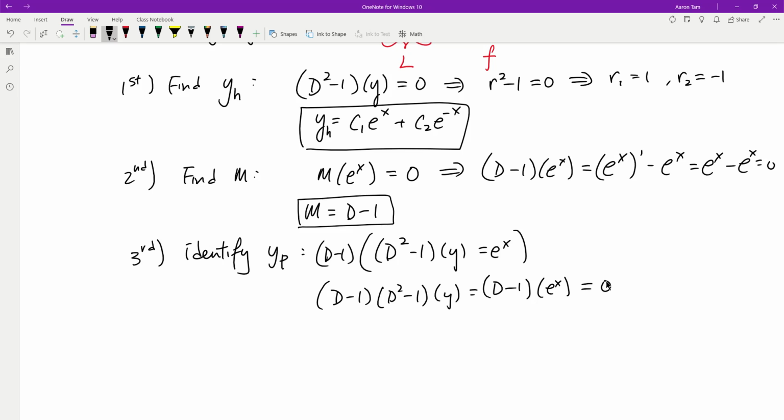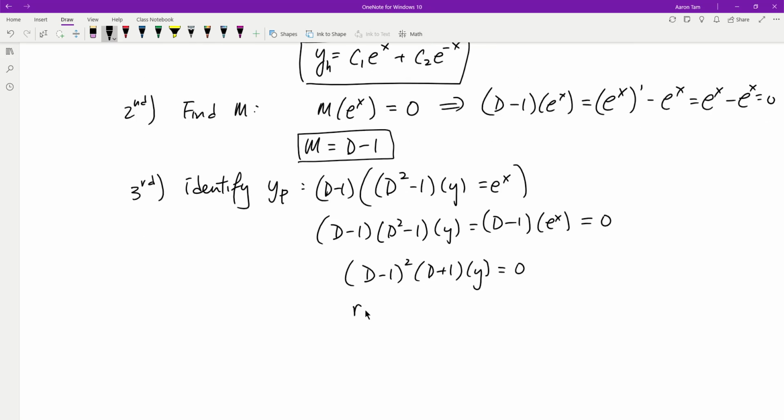And D squared minus 1 can be factored, so I'm going to go and factor D squared minus 1. When I do that, that becomes this. And if I look at this correctly, this should have 3 characteristic roots. We have a repeated root of 1, and then a single root of -1. And so the solution in this case should look something like this. y should equal c1 e to the x plus c2 e to the -x plus c3 x e to the x.